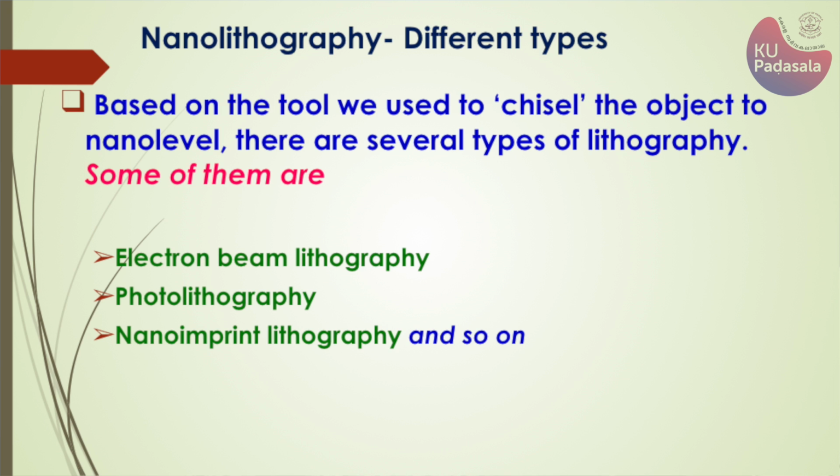There are many types of nanolithography, and some important techniques under nanolithography are electron beam lithography. Simply we can designate it as EBL. Here we are using high energy electrons to perform the lithographic procedure. Next one, photolithography. Here we are using light. And finally, nanoimprint lithography. Some other recently discovered methods are also known, and those are far beyond the scope of this discussion.